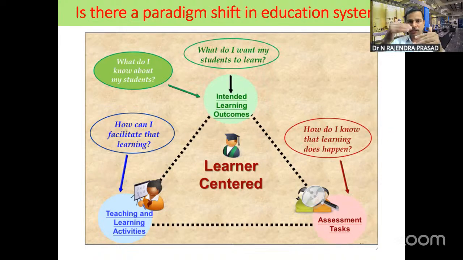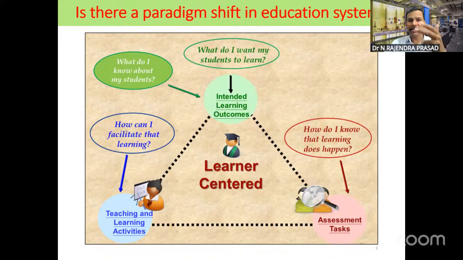Of course, the transcript is required to showcase that the candidate has the qualification. Apart from that, the candidate has to demonstrate that he has all the skills for the present day generation. That's why outcome-based education is very essential. So there should be a paradigm shift.